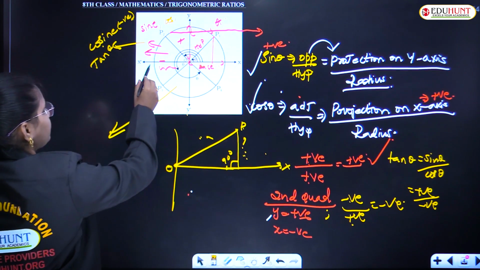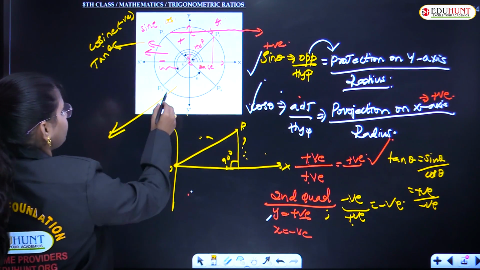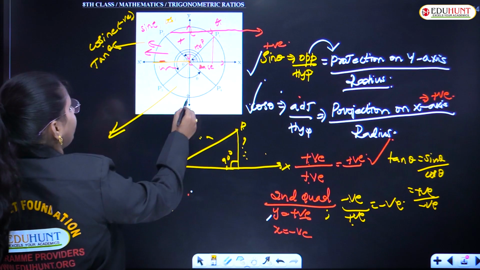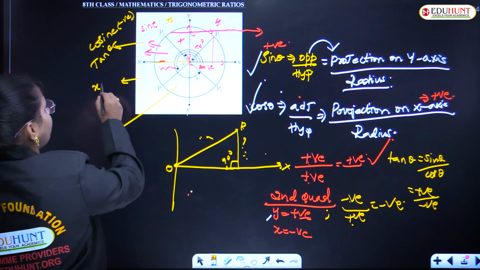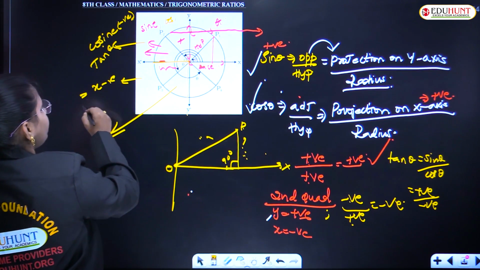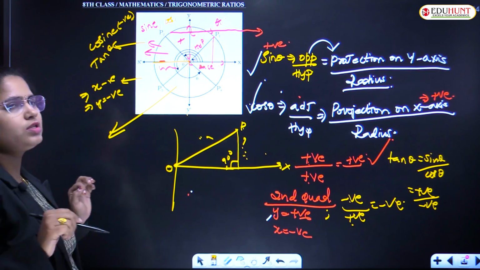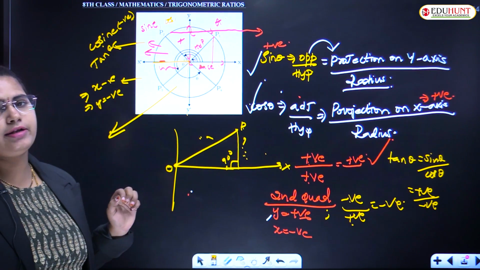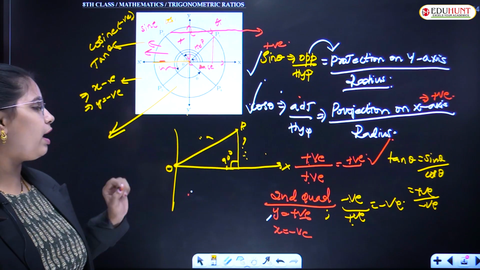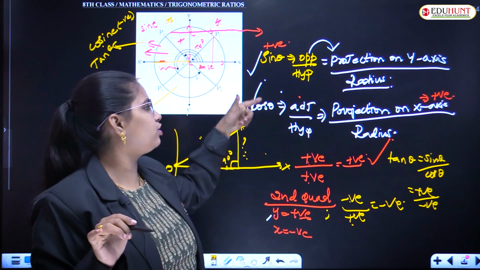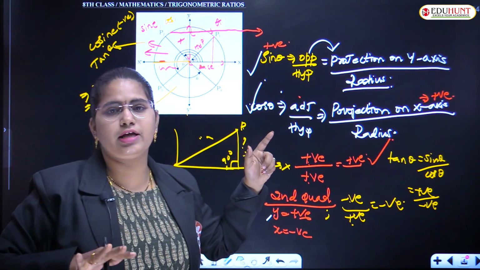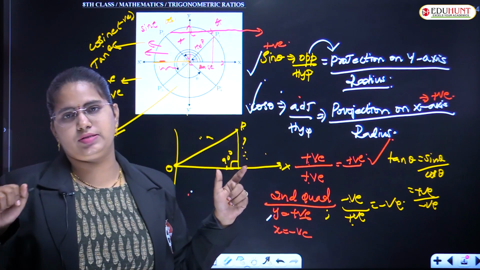here the x-axis is negative. In the third quadrant, x is negative. Similarly, y is also negative, correct? Both are negative in this case. So, as per the definition of sine and cos, both will take a negative value, correct?